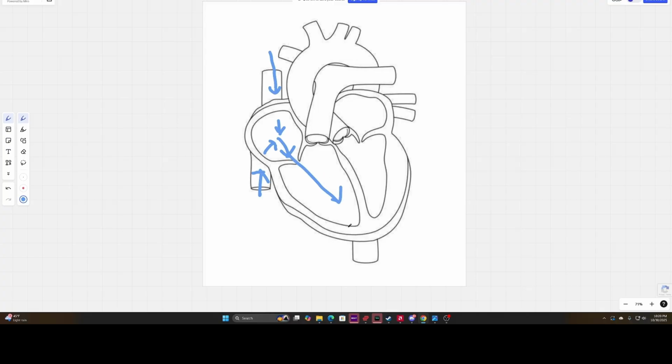And then when the ventricle contracts, it will travel through the pulmonary valve. Remember, pulmonary is lungs, so that means it's going into the lungs. Enter the pulmonary trunk. This is the trunk. Then go through the pulmonary arteries.